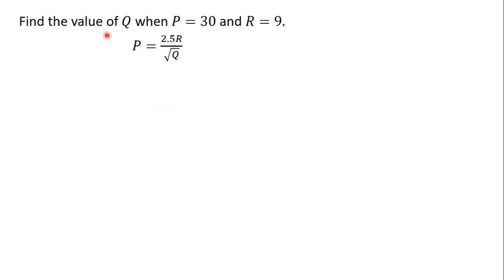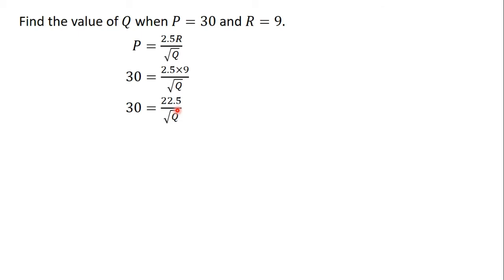The question said we should find the value of Q when P is 30 and R is 9. But we have found out that P is equal to 2.5R divided by the square root of Q. This means that if we replace P with 30 and R with 9, we can find the value of Q. When we do that, we will have 30 is equal to 2.5 times 9 divided by the square root of Q. And 2.5 times 9 will give us 22.5, so 22.5 divided by the square root of Q.